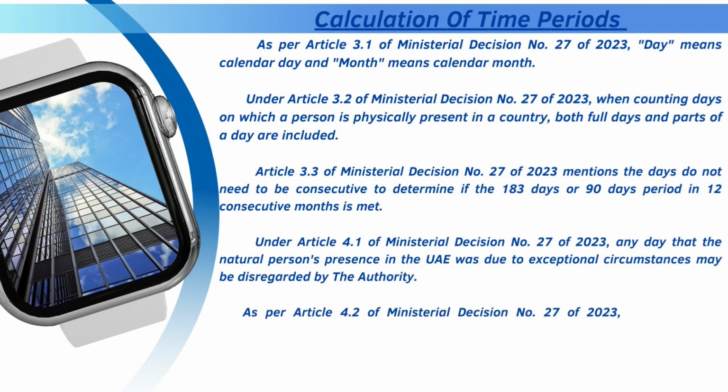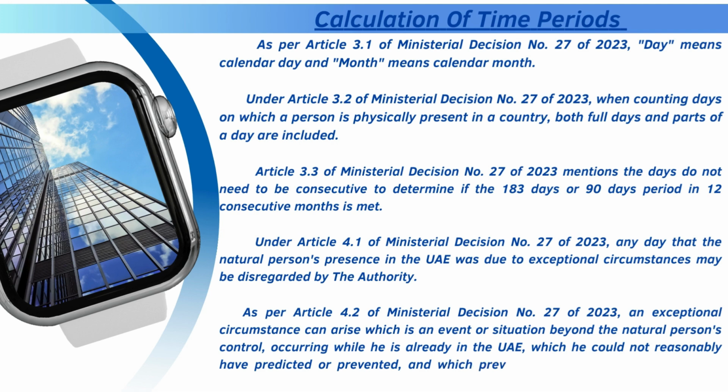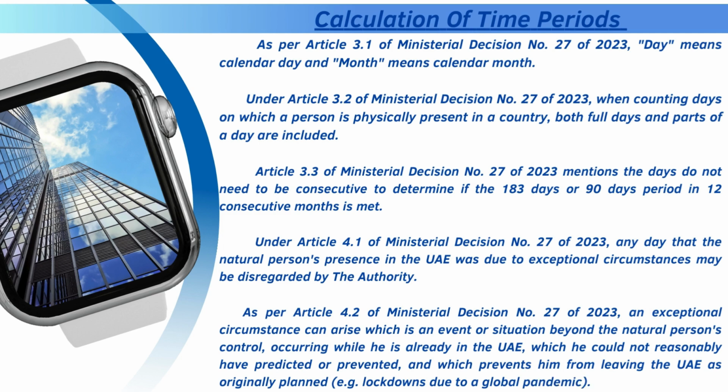27 of 2023, an exceptional circumstance can arise, which is an event or situation beyond the natural person's control, occurring while he is already in the UAE, which he could not reasonably have predicted or prevented, and which prevents him from leaving the UAE as originally planned. For example, lockdowns due to a global pandemic.